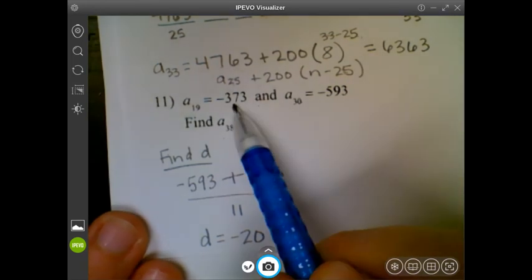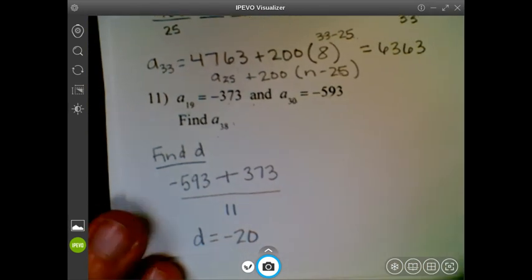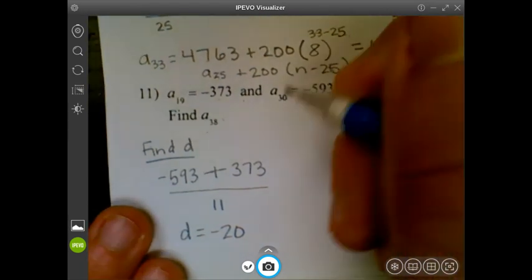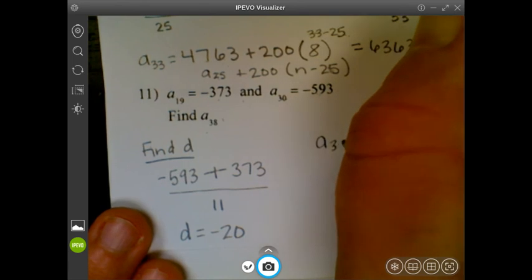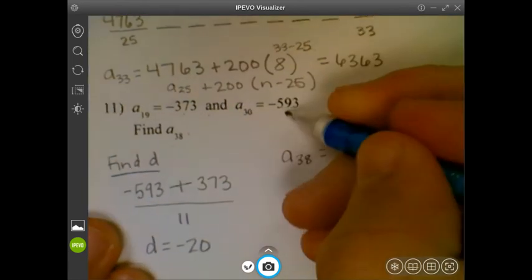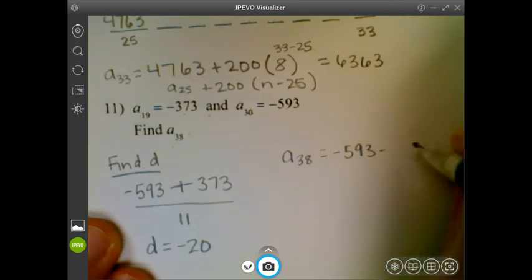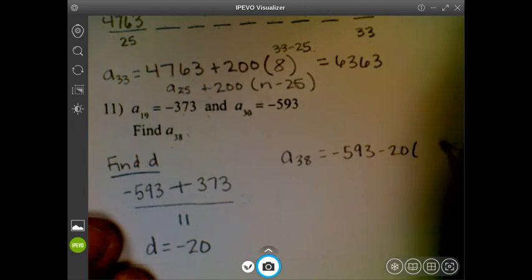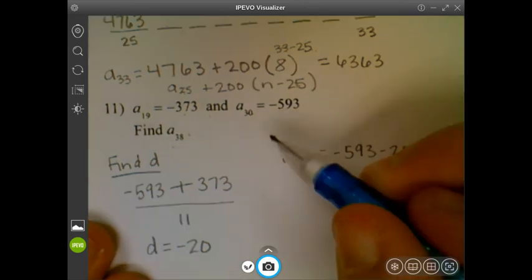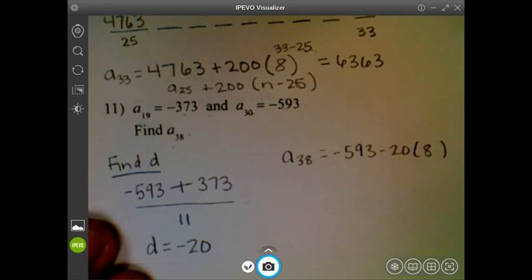So what's happening every time is we are subtracting 20. If you start here and subtract 20 eleven times, this would be your 30th term. Then from there, you still have to find the 38th term. They based it off the 30th term and subtracted 20, and they had to figure out how many times we subtract 20. We go from 30 to 38, so we subtracted 8 times.